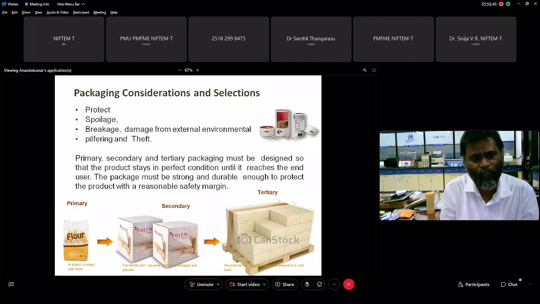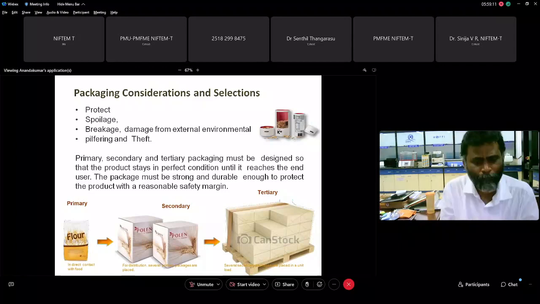And apart from that, pilferage and theft. Nowadays you can see in the market that anti-theft packaging materials are coming, either as sealing materials or cellophane tape that revolves around the product, so that we can control this type of theft and pilferage for high-value commodities.